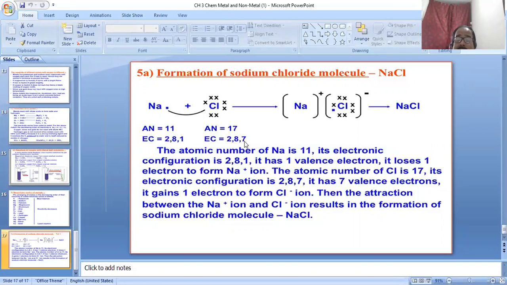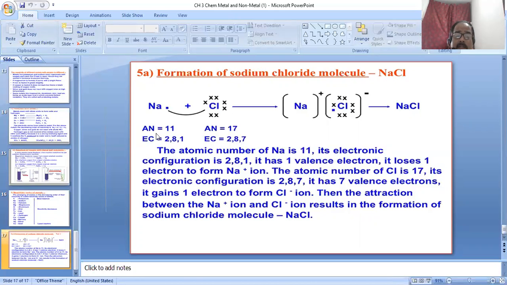And the octet rule says if any atom has 8 electrons in the outermost shell, it is stable. That means after that, these elements cannot react. This element cannot combine, cannot form any type of molecule or compound. Stable, in simple words. So here sodium donates one electron, and this one electron is received or adopted by chlorine.